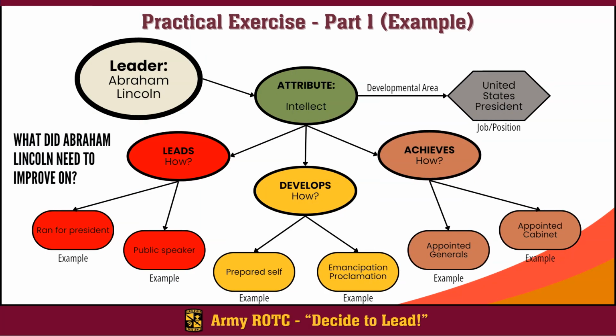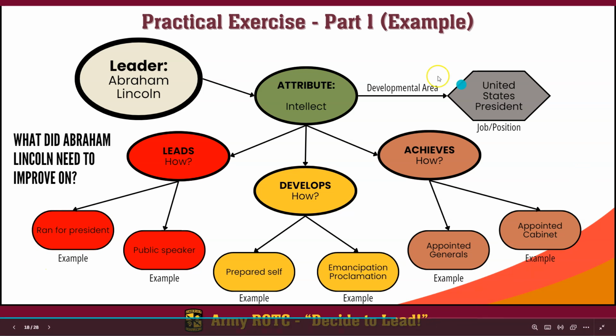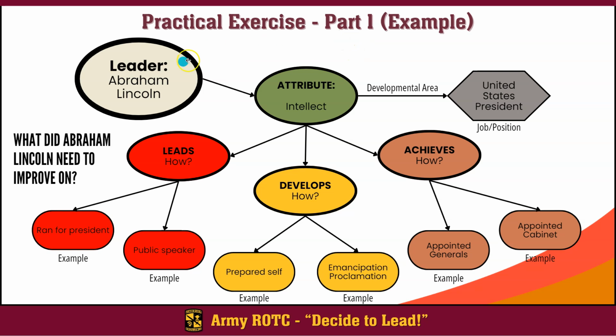All right, so here's your example. We're going to use Abraham Lincoln for our example. Now this is what we call the sketch map, right? So you have your leader right here, Abraham Lincoln, and I want you to copy or basically sketch another version of this. However it works best for you. This is just one way that you can do it. But Abraham Lincoln here, we're going to focus on his attribute of intellect. We know that he was a pretty smart, mentally agile person. Now in his developmental area, we're going to talk about his job or position. So we are going to evaluate him as the United States president.